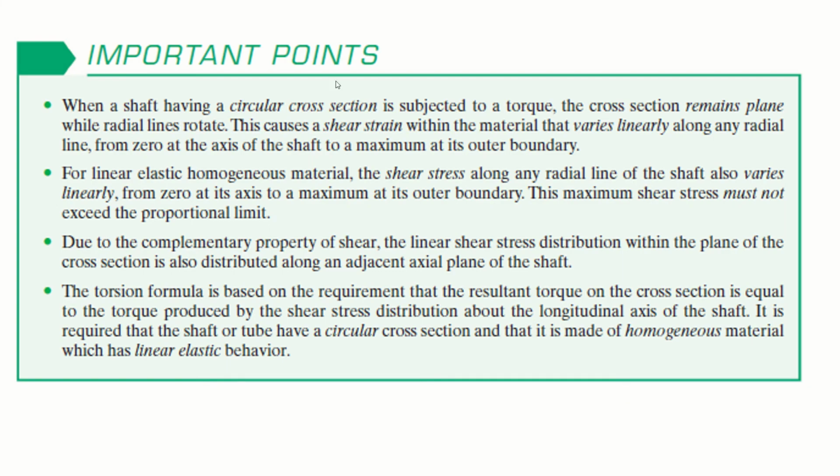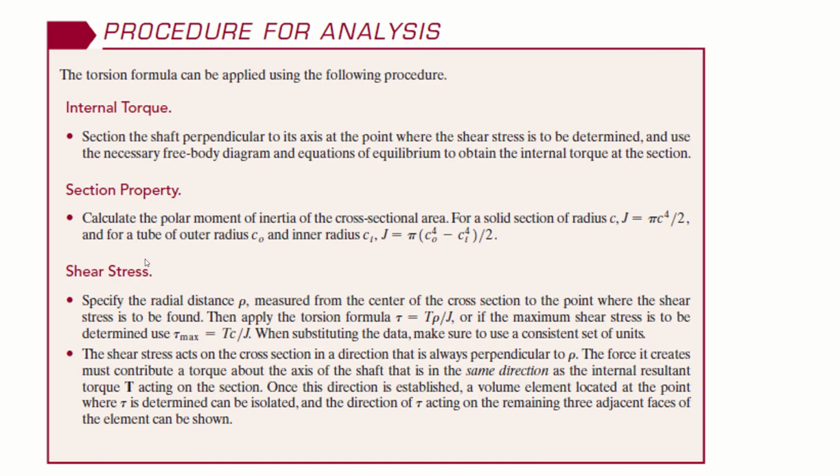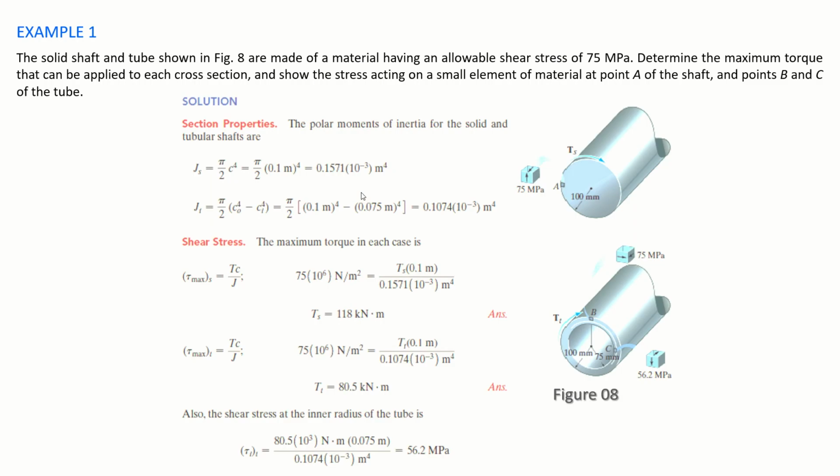The important point is that when a shaft having a circular cross section is subjected to a torque, the cross section remains plane while radial lines rotate. We already discussed it. This is just a summary. You please go through this, and the procedure for analysis is already known, so let's jump to example 1, and you will better understand how we can determine the things.